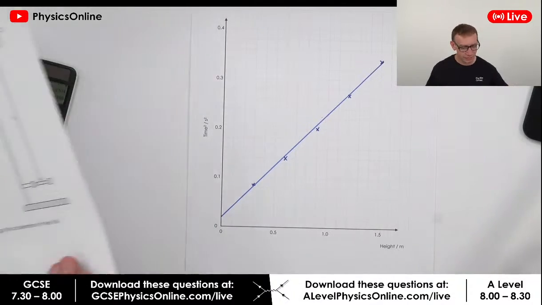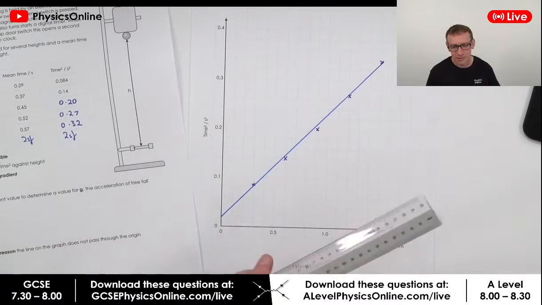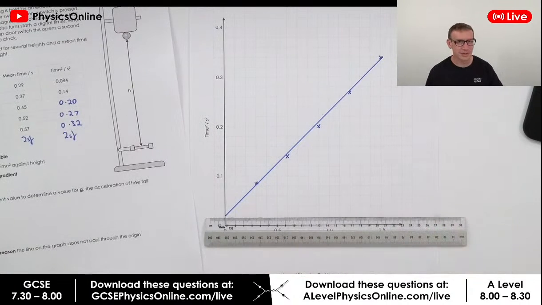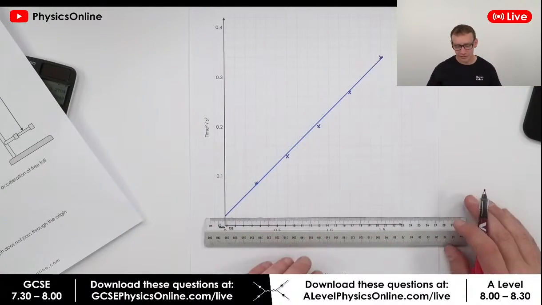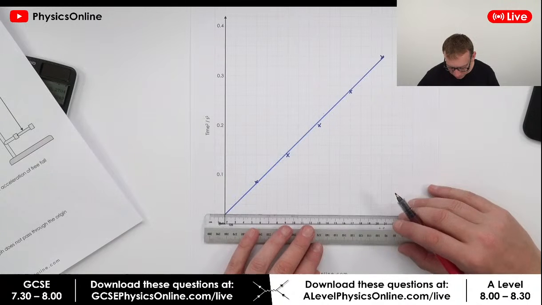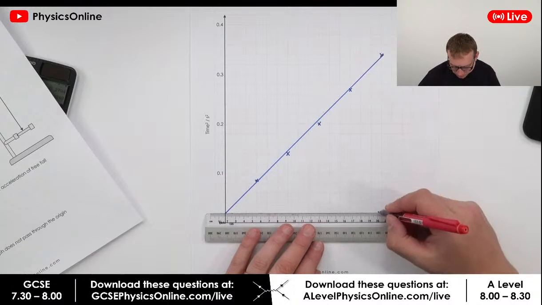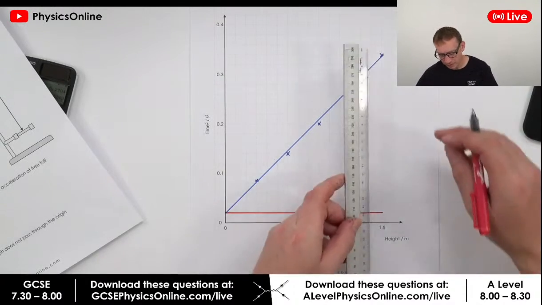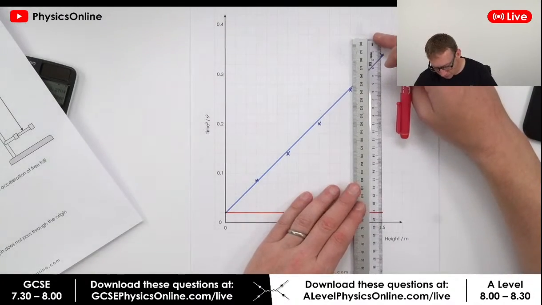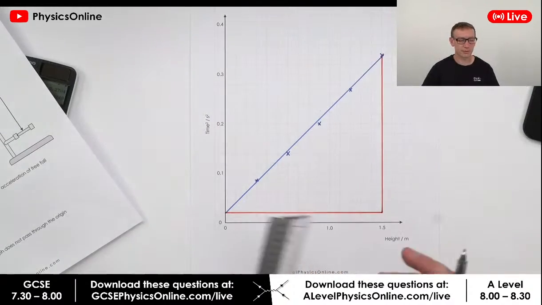Okay, so plot a graph, calculate the gradient. Now, what do we do? Some of you might have seen some of the titles for these live streams last week. In order to work out the gradient, don't take shortcuts. Just go through the basics and draw a massive triangle. The triangle doesn't go up to my data points, it goes up to the line of best fit. So it's going to do something like this. Okay, so I've drawn a massive triangle.